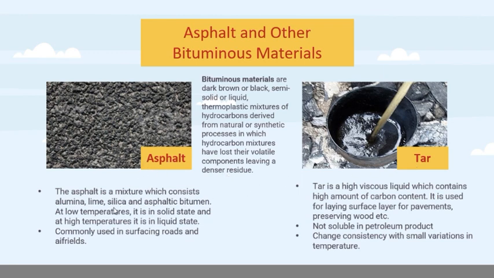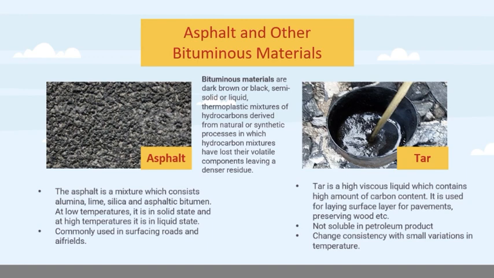So for asphalt, the asphalt is a mixture which consists of alumina, lime, silica, and asphaltic bitumen. At low temperatures, it is in solid state, and at high temperature, it is in liquid state. Commonly used siya in surfacing roads and airfields. So yung tar naman is a high viscous liquid which contains high amount of carbon content. It is used for laying surface layer for pavements and preserving wood, etc.